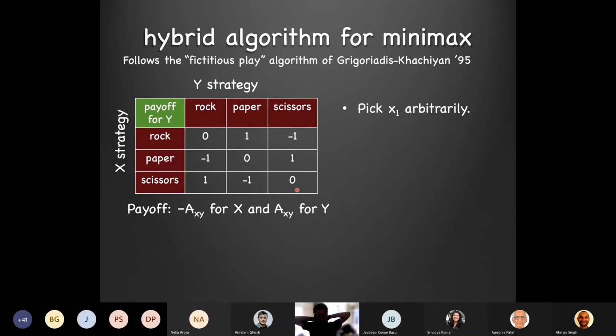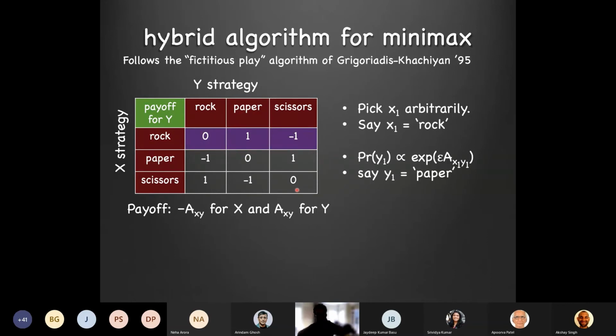So how does that work? The X player will choose some strategy arbitrarily, let's say rock, and then the Y player will choose a strategy that is not exactly the best response, but is biased towards a better response. So there's going to be some parameter epsilon, and the probability of a response y1 is going to scale like e to the epsilon times the payoff given what the X player did. So the higher payoffs will be more likely to be chosen. Here's this purple row, this vector of payoffs induced by the X strategy. So the most likely will be paper, the least likely will be scissors, and let's suppose that the Y player happens to choose paper.